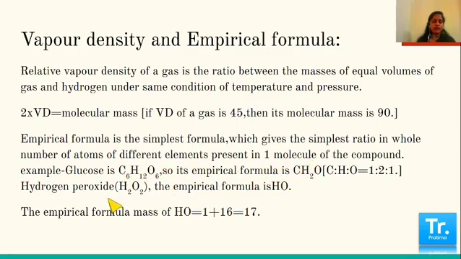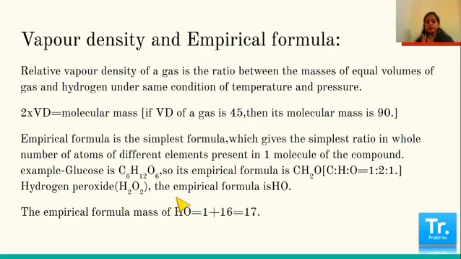You can also understand this way: hydrogen peroxide H2O2. So, the empirical formula is HO. Like if it would have been water H2O, the empirical formula is also H2O, because there is no common factor which can divide. Here the common factor is 2, so H and O, so the ratio is 1:1.